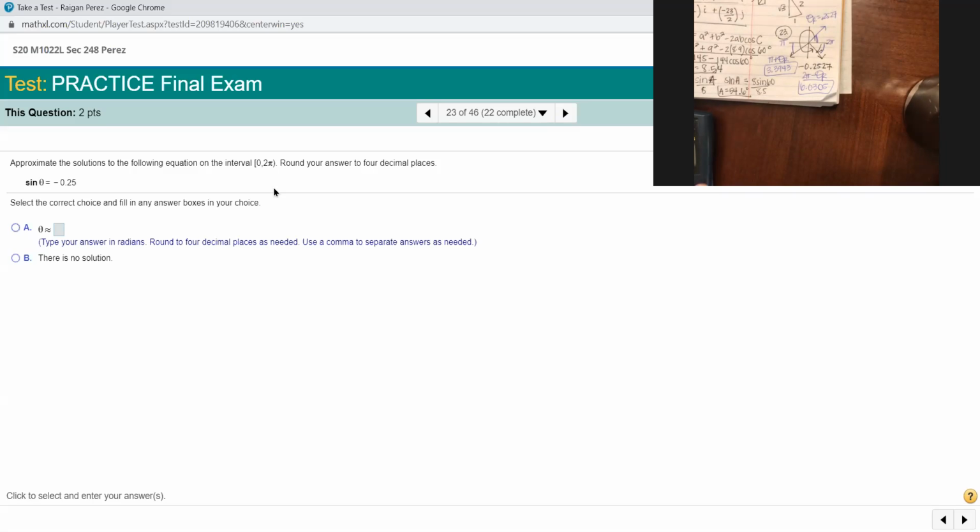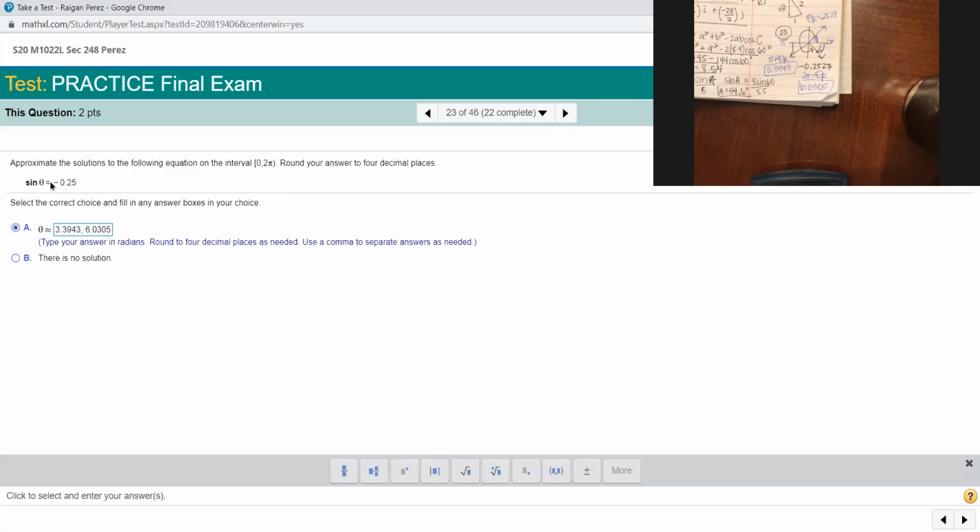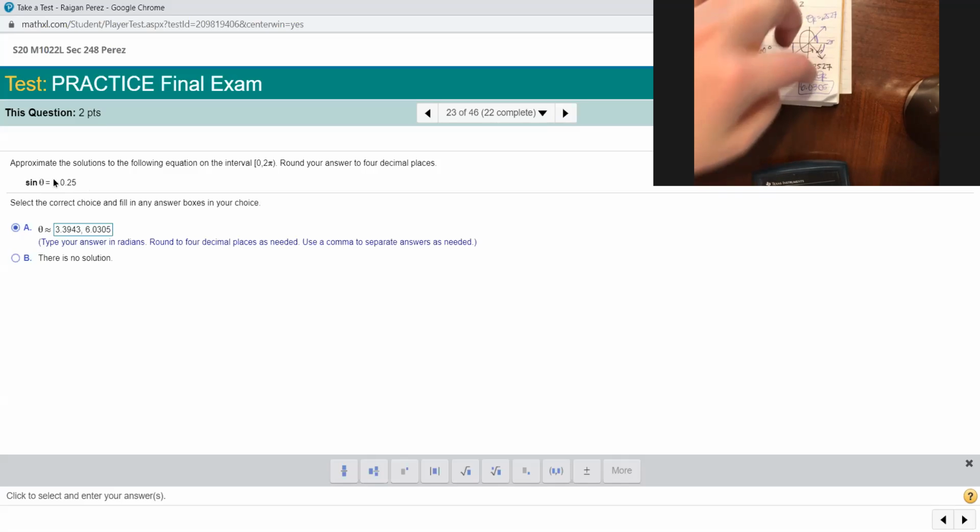So I hope that kind of made sense and that my little drawing made sense. I'm going to type it in. 3.3943, comma, 6.0305. Now, if it gives you a positive answer right here, you don't have to worry about switching the reference because it's going to give you whatever is in quadrant 1. But because this one was negative, it gave me the one down here in quadrant 4. So I hope that makes sense.